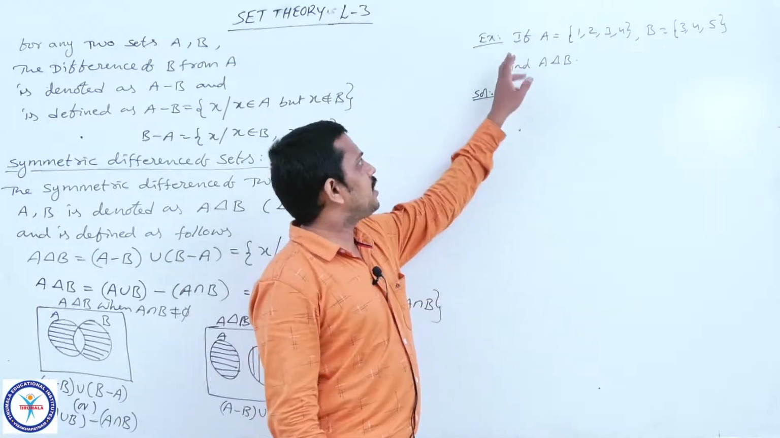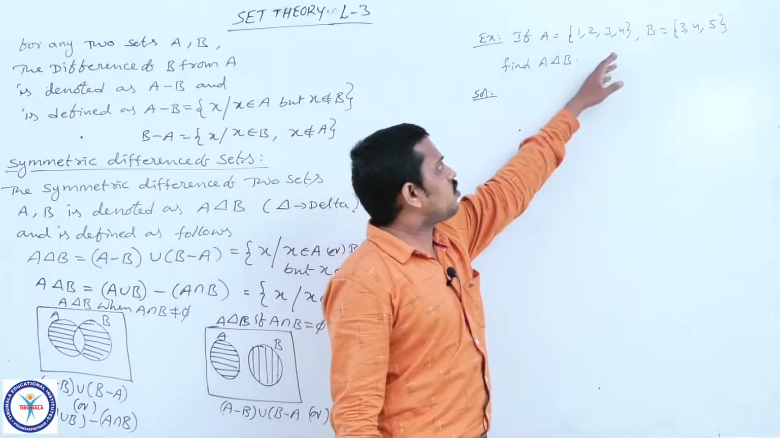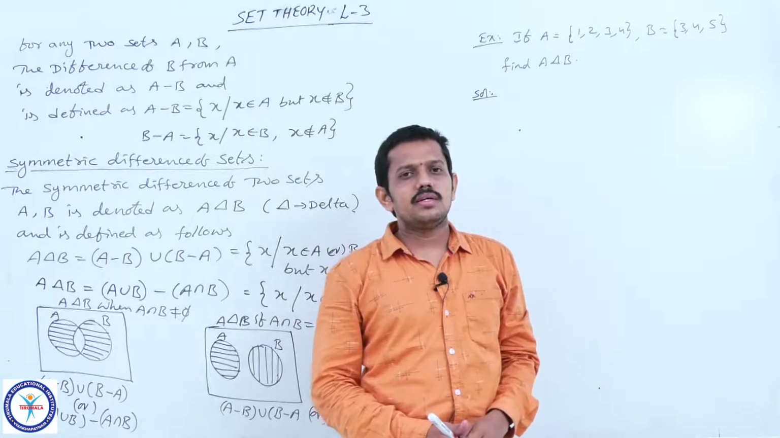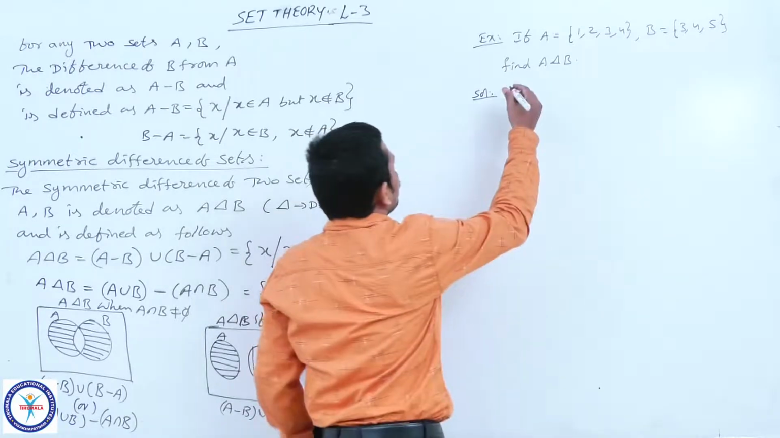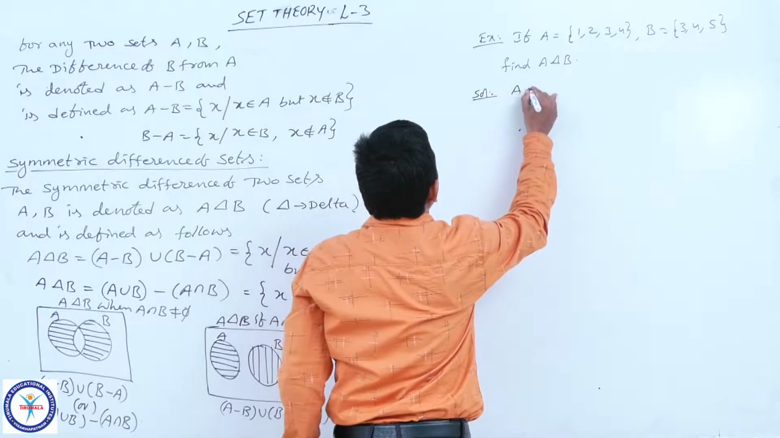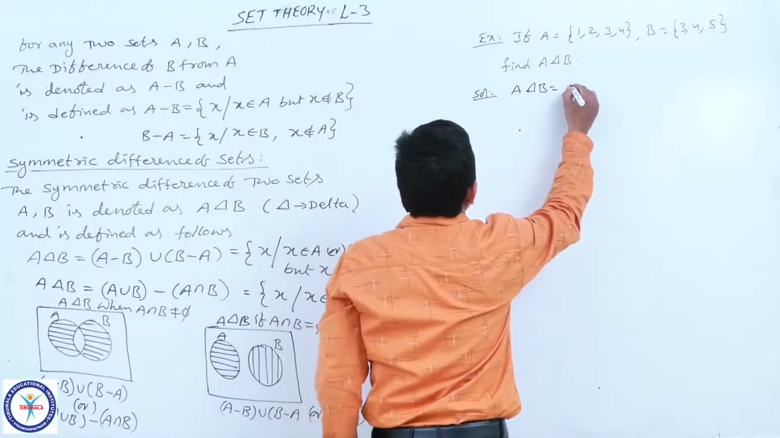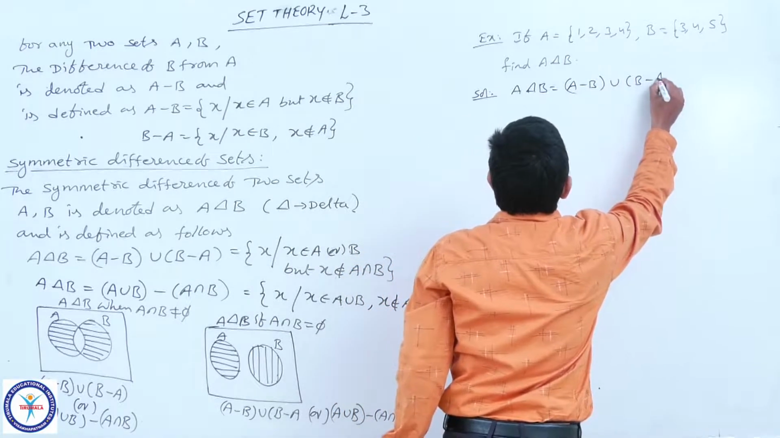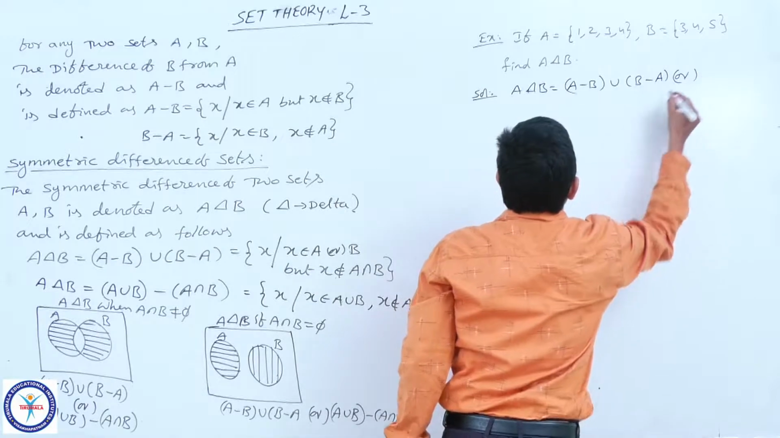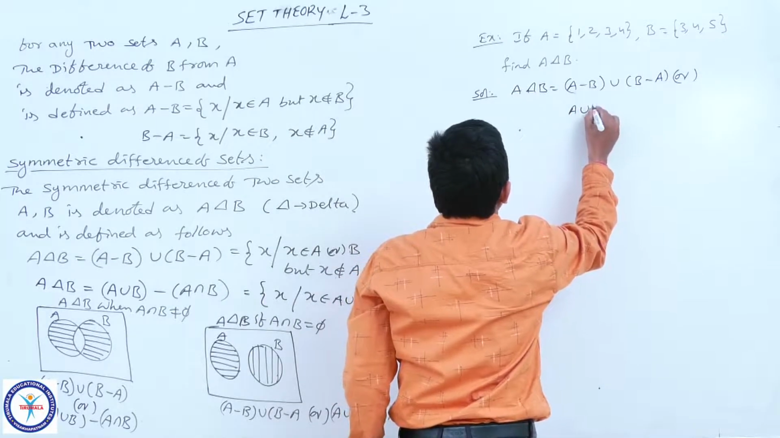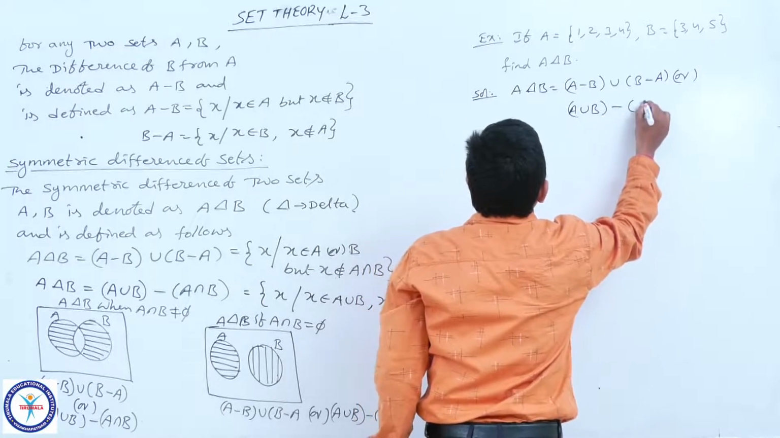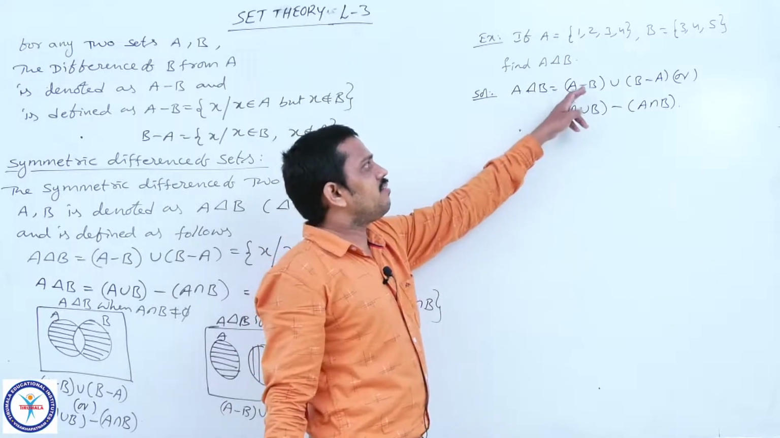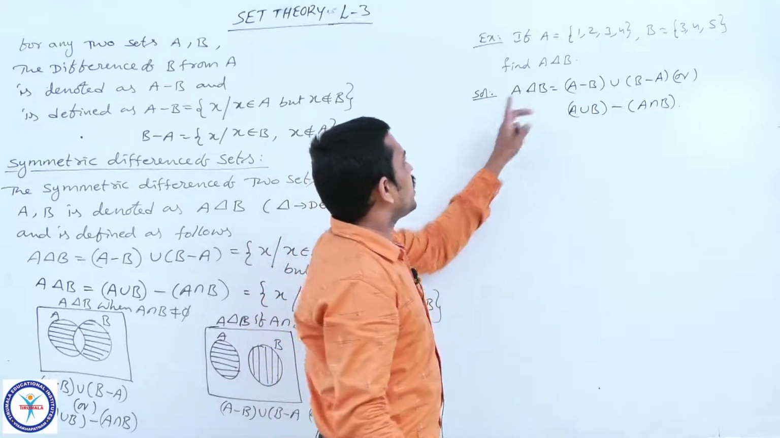Now we will see one example based on symmetric difference. If set A is equal to {1, 2, 3, 4}, set B is equal to {3, 4, 5}, then find A delta B. Here, how can we define A delta B? A delta B is equal to A minus B union B minus A, or we can also write A union B minus A intersection B. By using any one of these two we can find A delta B.